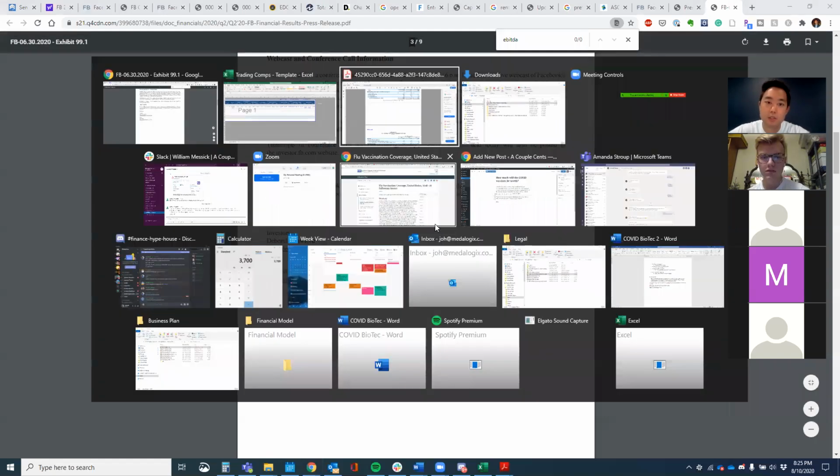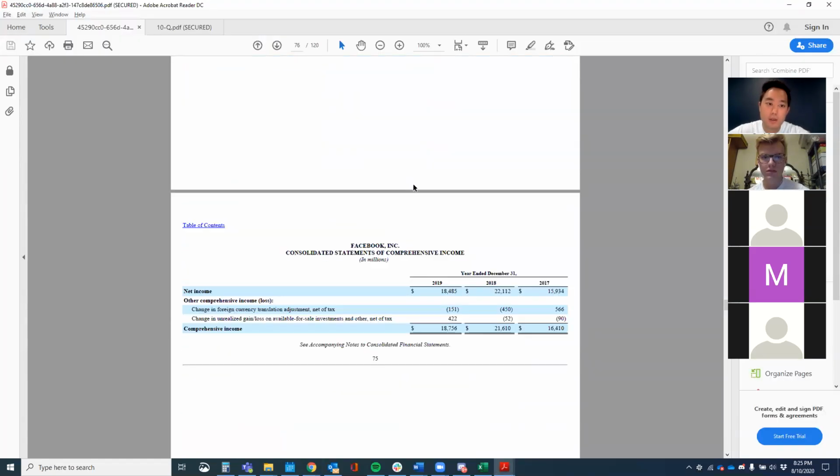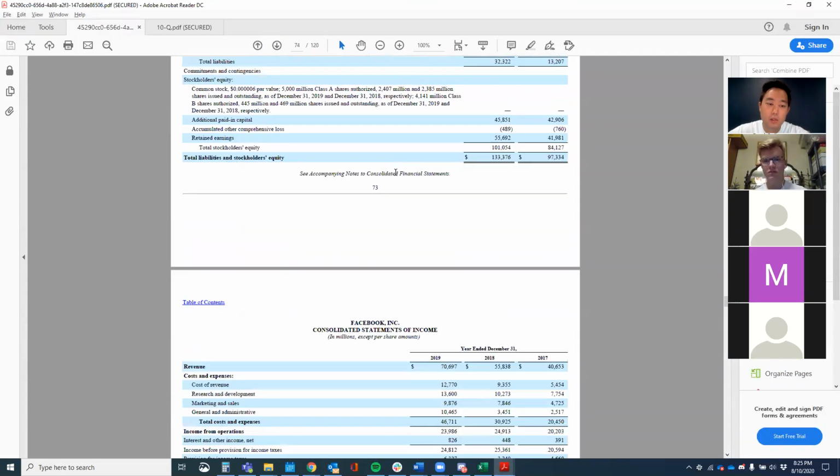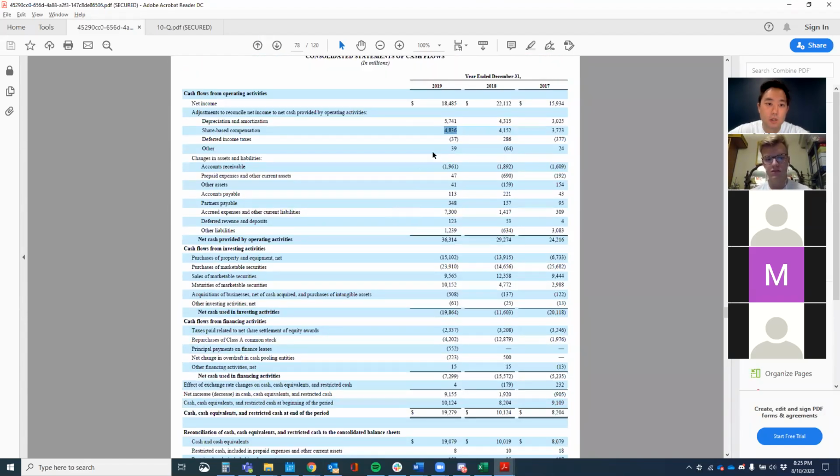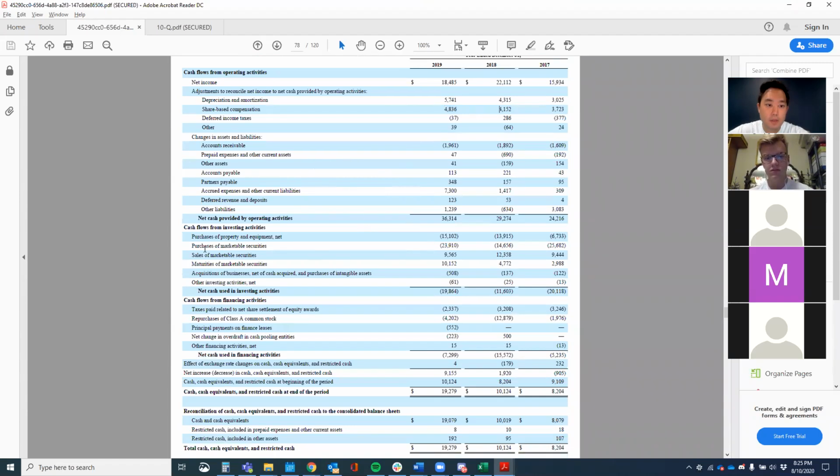So Capex is, go back to the K, you go to the cash flow statement, so consolidated statement of cash flows, and go to purchases of property, plant, and equipment. Sometimes there will be another item here that's sort of like Capex.